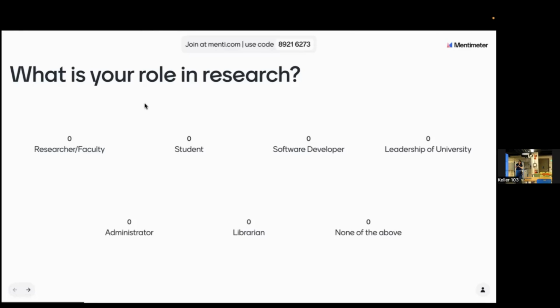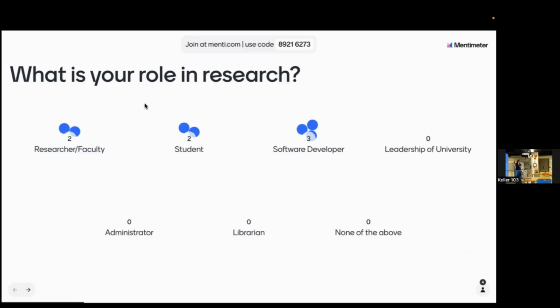What is your role in research? Are you a researcher or faculty, a student, a software developer, leadership of university, administrator, librarian, none of the above? And you can answer several times. If you say, oh, I'm faculty, but I'm also a software developer. I'm an administrator and leadership of university. I'm a librarian and a student.